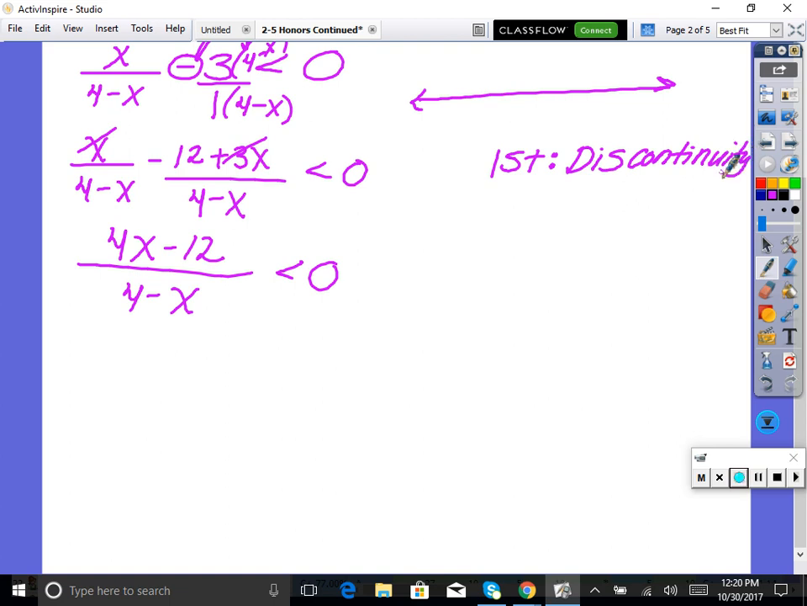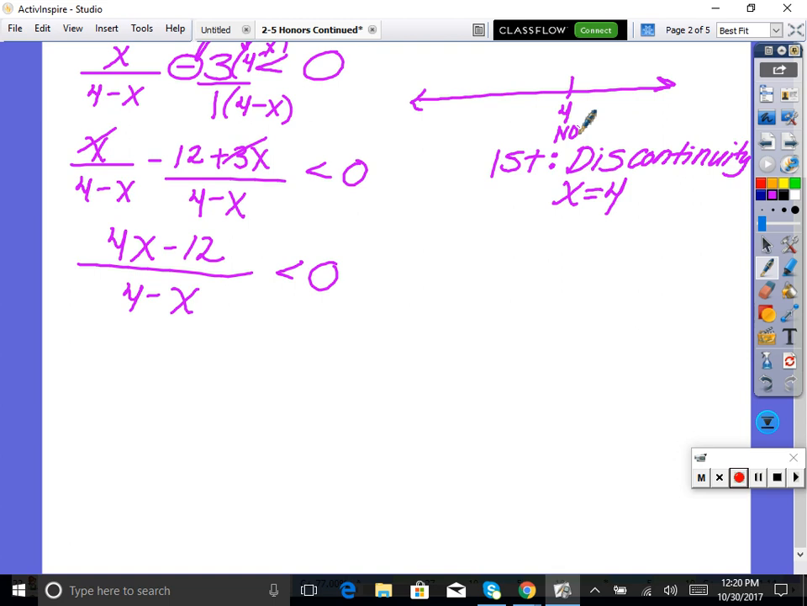Okay, discontinuity. So first find your discontinuities. This one is x equals 4. So we definitely know that it is not going to be 4, but that's going to help us know where we should test, intervals for which we should test. We're going to add that to our number line.